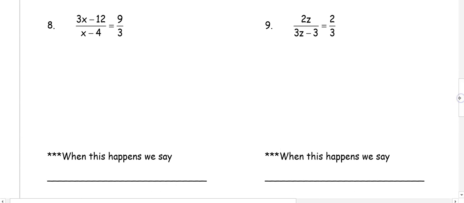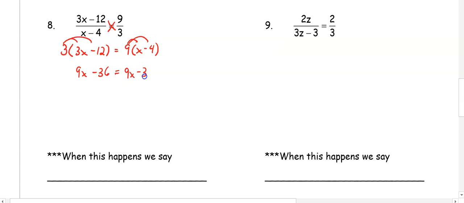Number 8 and 9 represent our special cases. So in number 8, when we cross multiply, we have 3 times parentheses 3x minus 12 equals 9 times parentheses x minus 1. On the left-hand side, we distribute the 3, get 9x minus 36 equals, on the right-hand side, 9x minus 36. Notice that both sides have a 9x, so when I subtract 9x from both sides, those cancel out. We're left with negative 36 equals negative 36. That is true. Those are the same number. So when this happens, we have infinitely many solutions, just like when we were solving a linear equation.